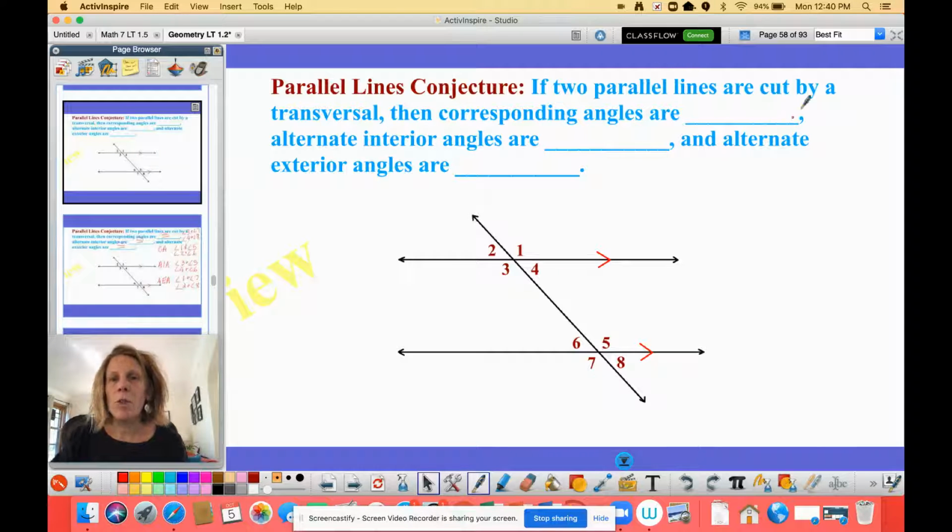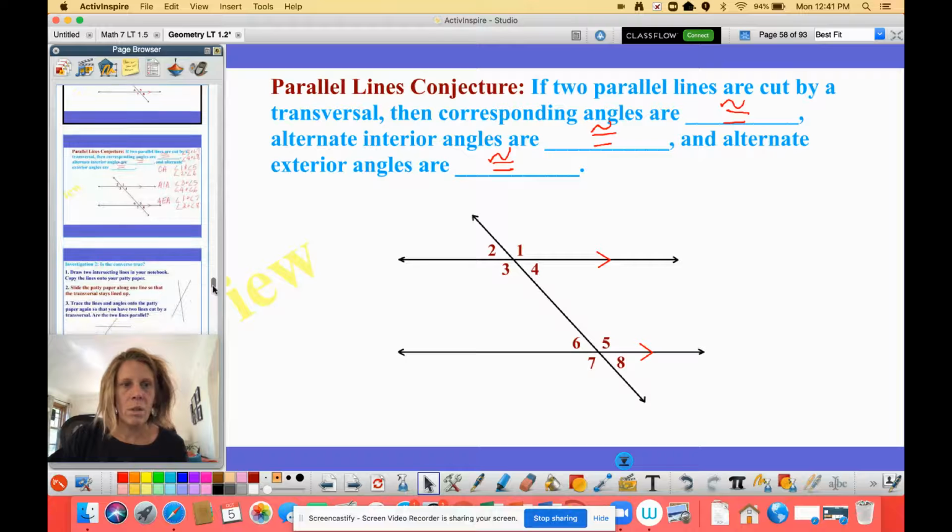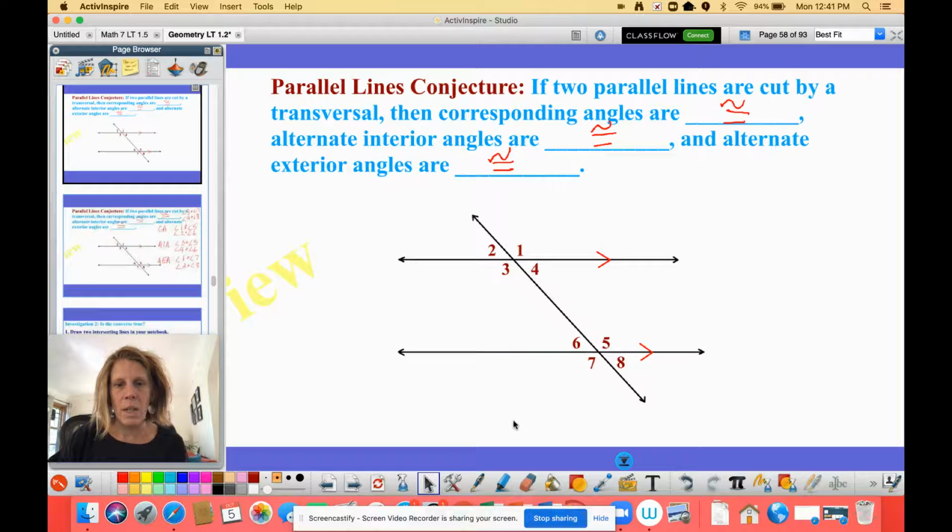If two parallel lines are cut by a transversal, then the corresponding angles are congruent, and you can put in the congruent symbol. Alternate interior angles are congruent, and alternate exterior angles are congruent. This is just taking those last three conjectures and wrapping them all up in one package for the parallel lines conjecture. Pause the video if you need to get this down.